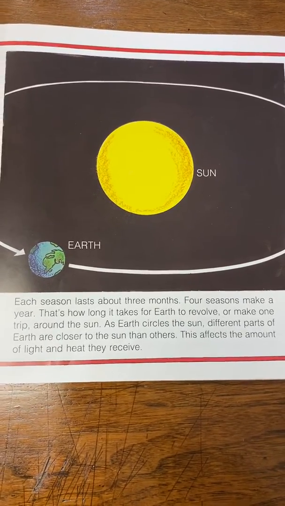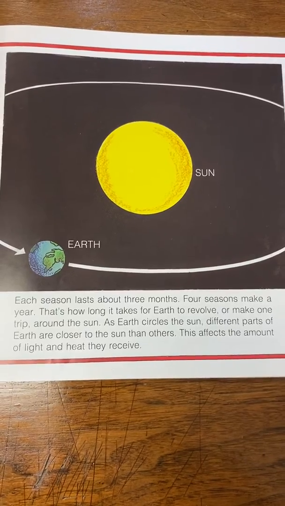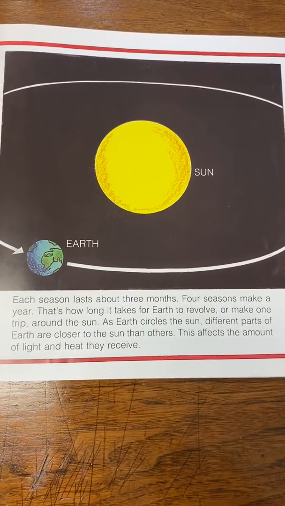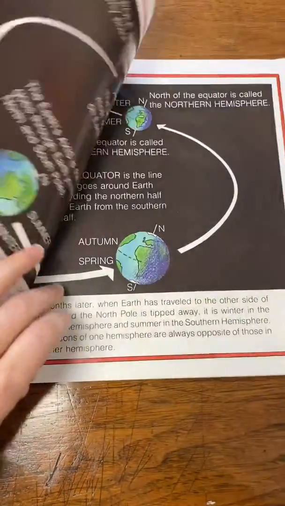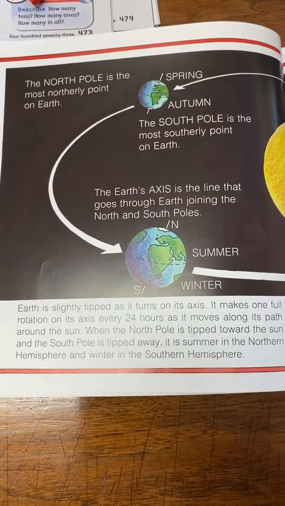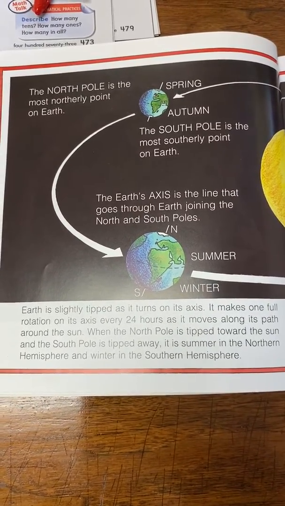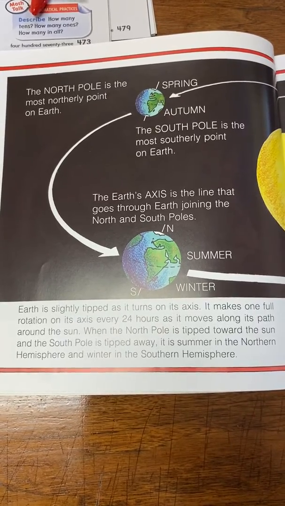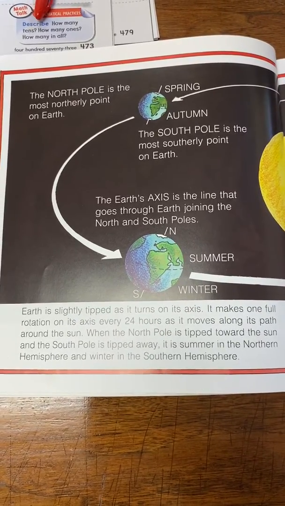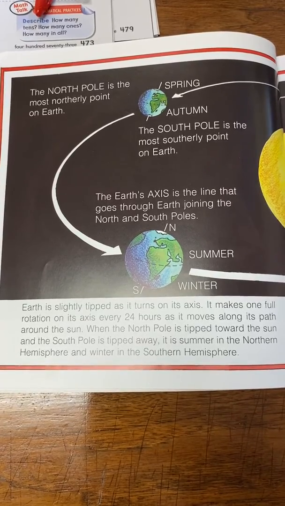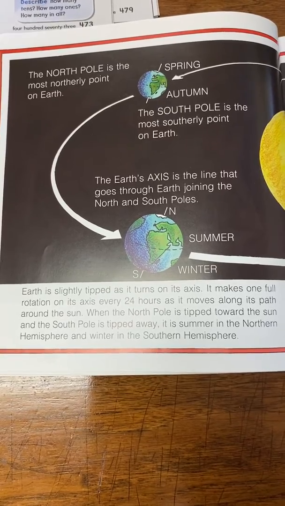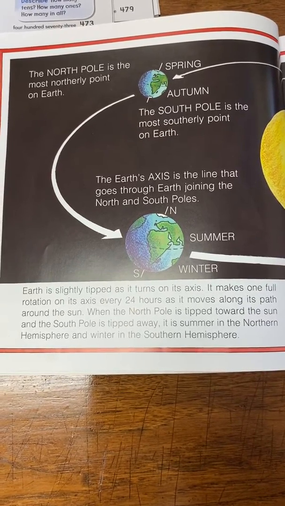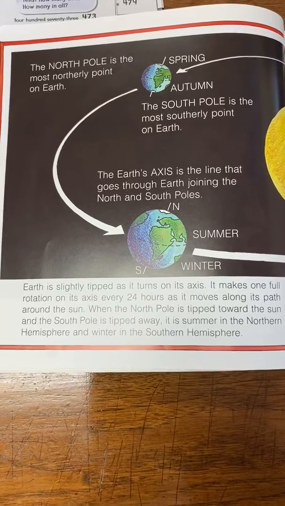As Earth circles the sun, different parts of Earth are closer to the sun than others. This affects the amount of light and heat they receive. Earth is slightly tipped as it turns on its axis. It makes one full rotation on its axis every 24 hours as it moves along its path around the sun. When the North Pole is tipped toward the sun and the South Pole is tipped away, it is summer in the Northern Hemisphere, and winter in the Southern Hemisphere.